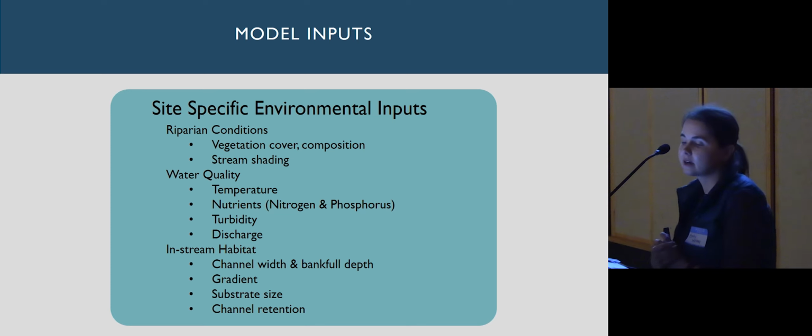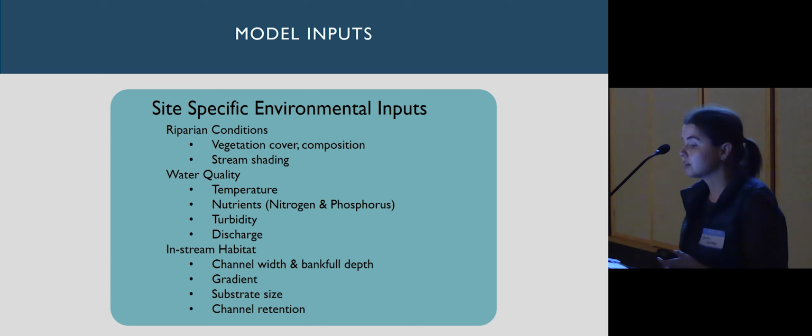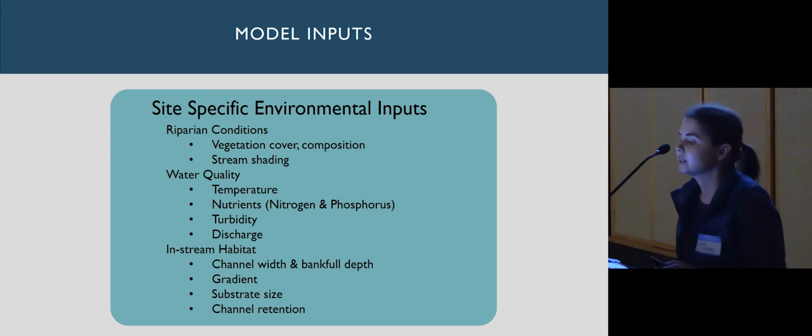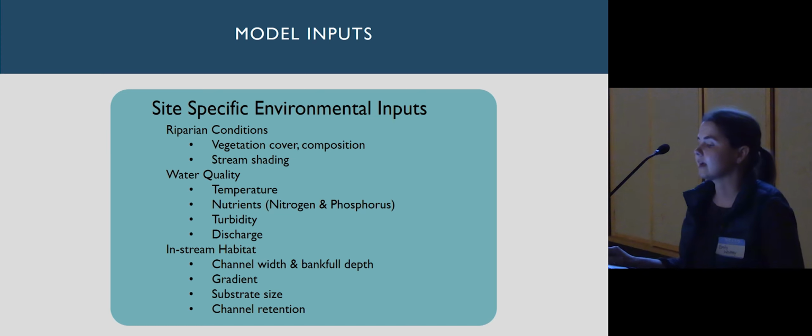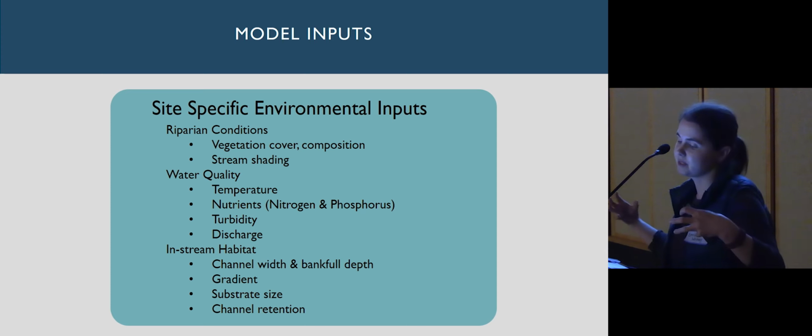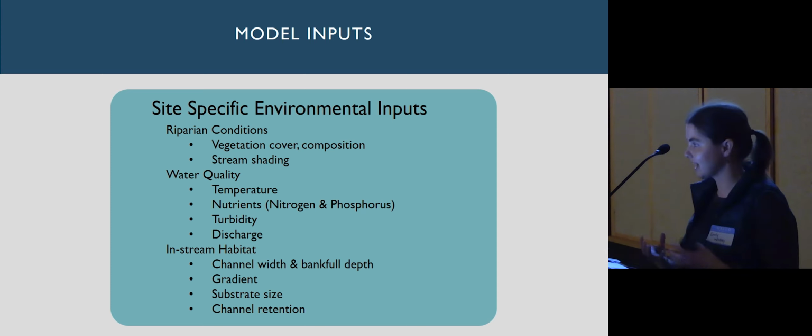For the inputs under riparian conditions, we have things like the vegetation cover of the stream and the composition, what portion is deciduous versus conifers. We have stream shading. We also have a number of parameters related to water quality: stream temperature, nutrients such as nitrogen and phosphorus, turbidity, and stream discharge. And then for habitat, we're looking at channel width and depth, the gradient of the stream, substrate size distribution, and channel retention.